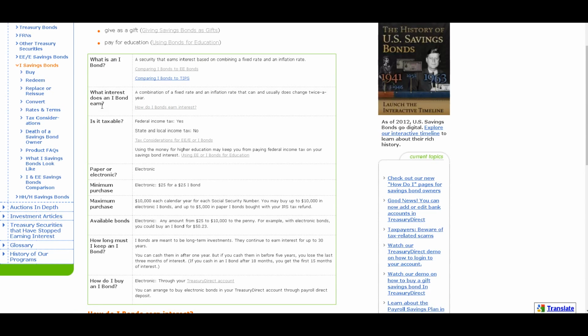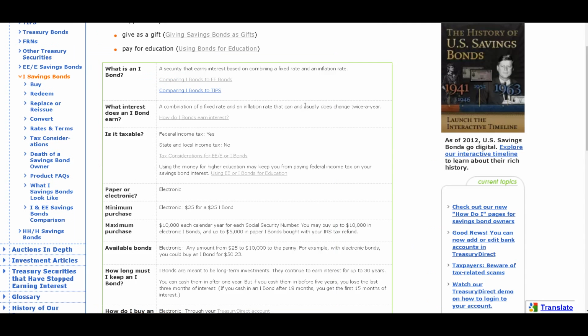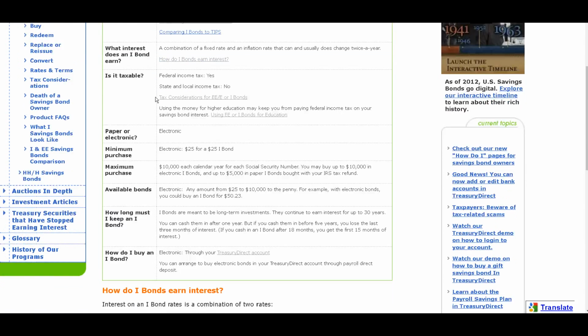So what interest does an I bond earn? The combination of a fixed rate and the inflation rate that can and usually does change twice a year. Of course, we know that this year our inflation rate, I think, is 2.76. I could do a Google search, but I'm not worried about it right now. It's over 2% for the inflation.